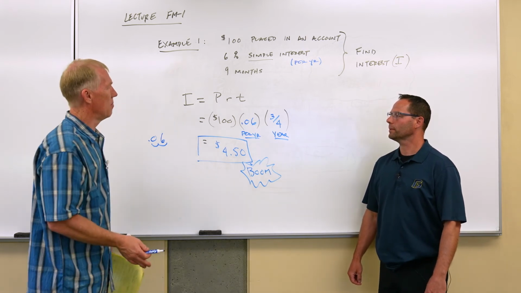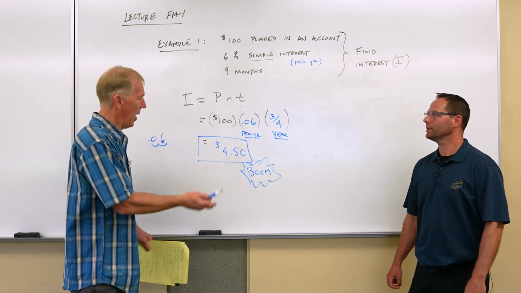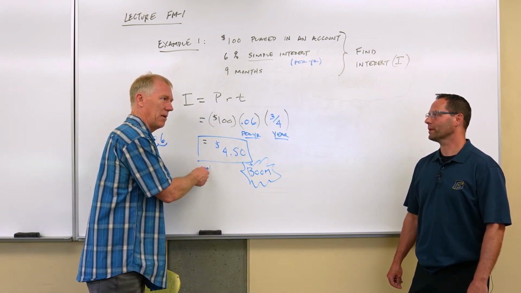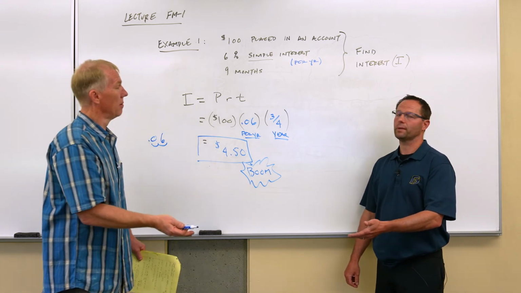But this gut check works. If I put $100 in the bank for less than a year and I go back and they gave me $4.50, why'd they give me $4.50, Pete? Because they were renting your money. They rented my money.